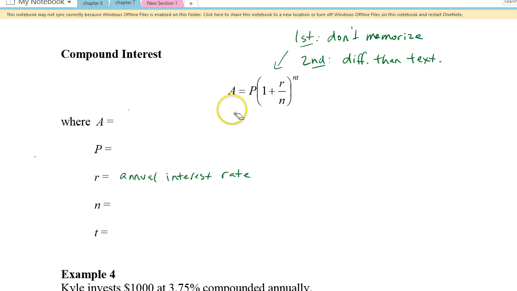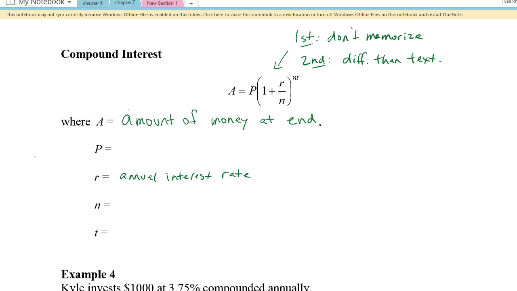Okay, so let's do our definitions of how this formula works. A is going to be the amount of money at the end. It's like the answer part. So when you take your money out at the end of some amount of years or time, A would be the amount of money that you have at the end.